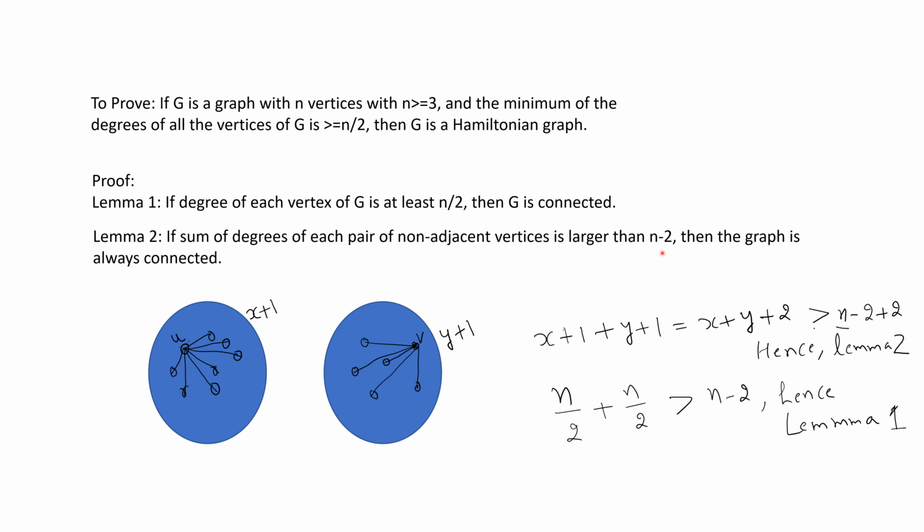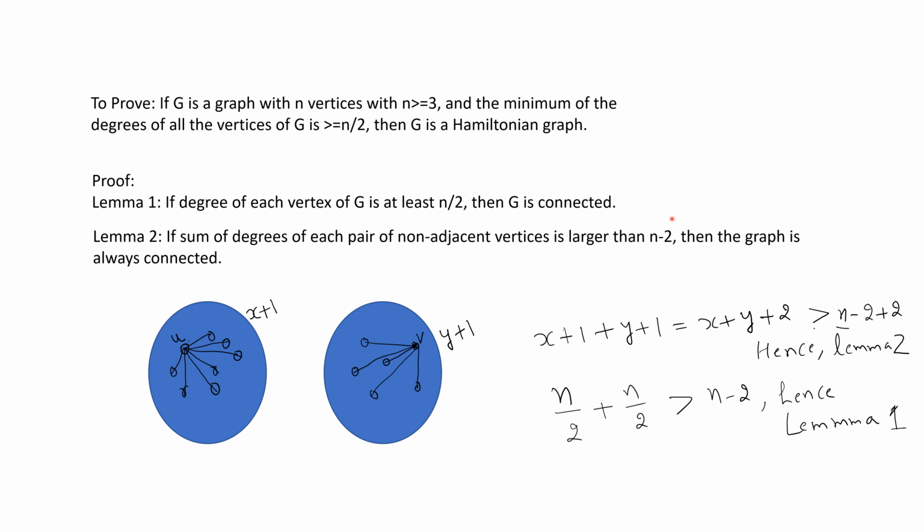Let's take any pair of non-adjacent vertices. We know that the degree of each of those vertices will be more than or equal to n by 2, hence the sum of degrees will be more than or equal to n, hence definitely more than n minus 2. So if this is true then this is true, and if this is true then the graph is connected. So we have proved lemma 1, and using lemma 1 we can say that in our original problem we know that G is connected.